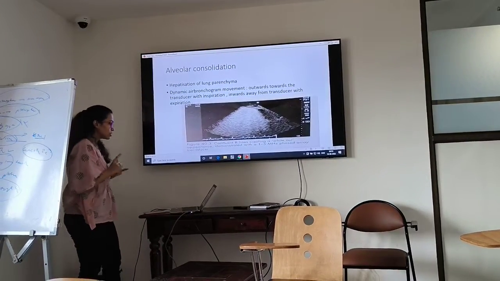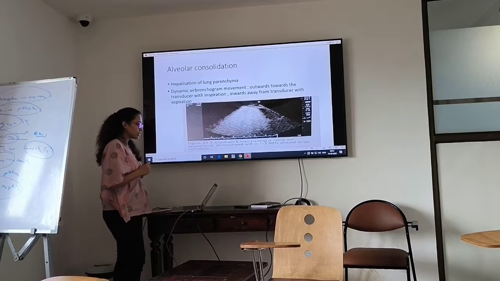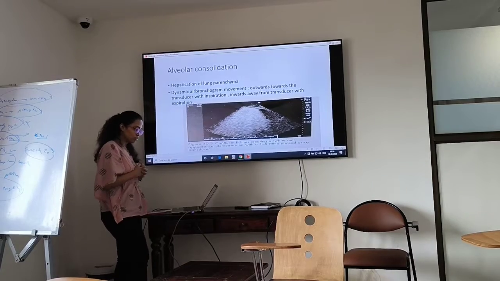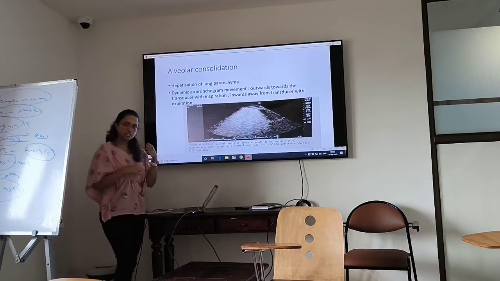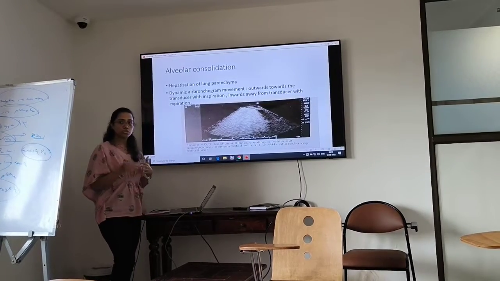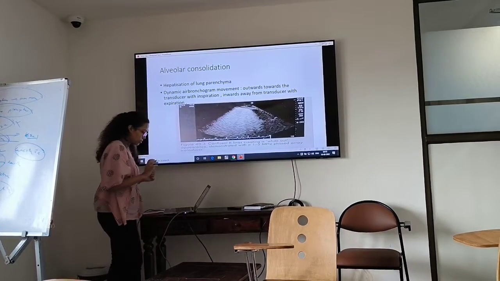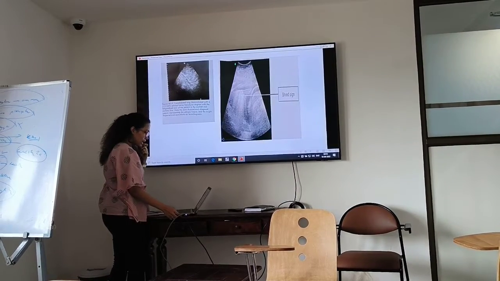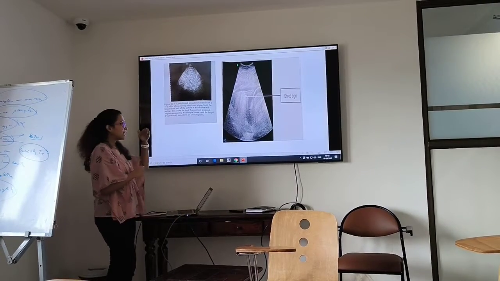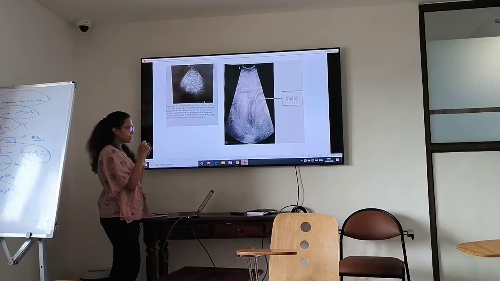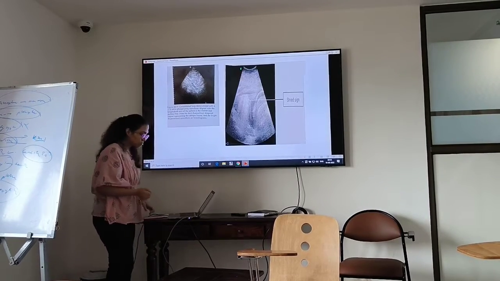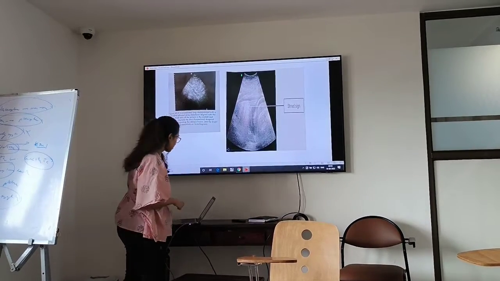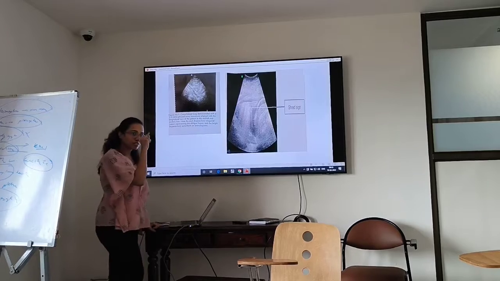Then when there is an alveolar consolidation, what do we see? We see hepatization of the lung parenchyma and the dynamic air bronchogram movement, that is outwards towards the transducer with inspiration and inwards away from the transducer with expiration. So this is basically hepatization of lung parenchyma. And we see a shred sign as well, like the sliding that we saw in a normal lung parenchyma.